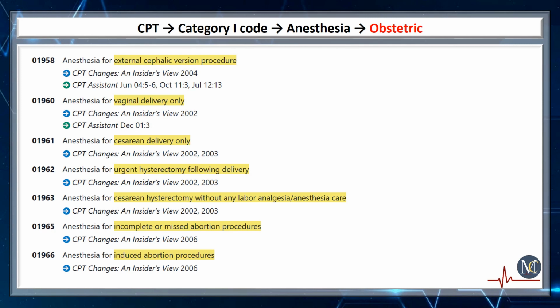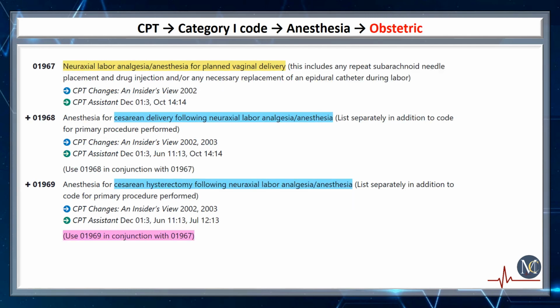The provider performs anesthesia services for a patient undergoing cesarean hysterectomy, which is the removal of the uterus during a cesarean section. The provider does not provide labor analgesia or anesthesia care. Next code is 01965, anesthesia for incomplete or missed abortion procedures. Next code is 01966, anesthesia for induced abortion procedures.